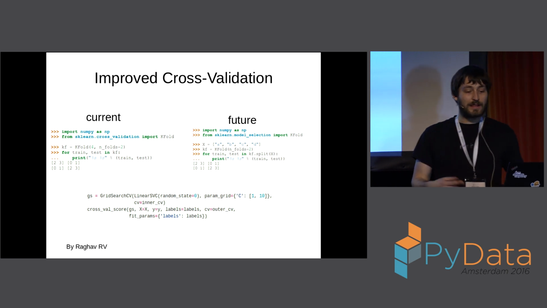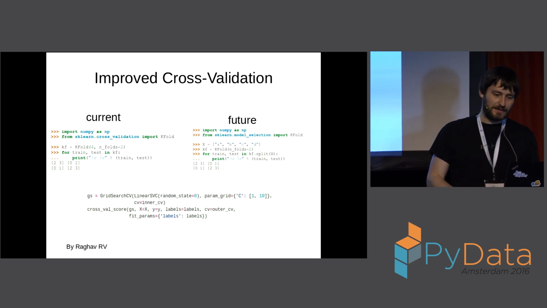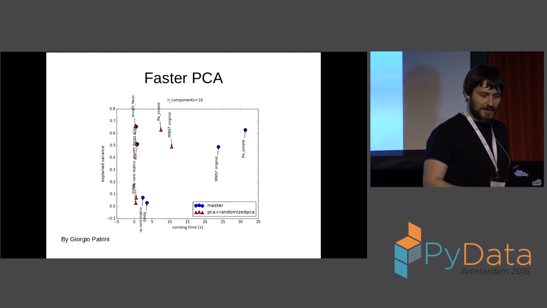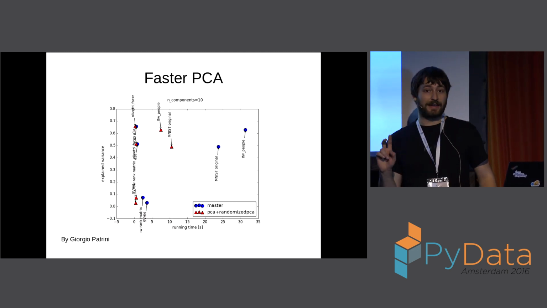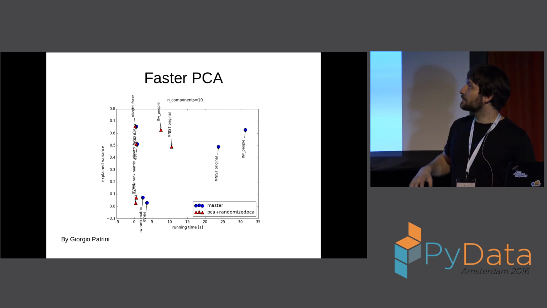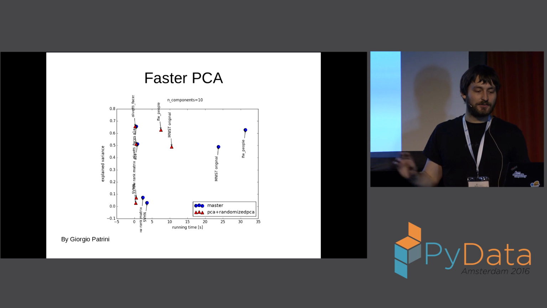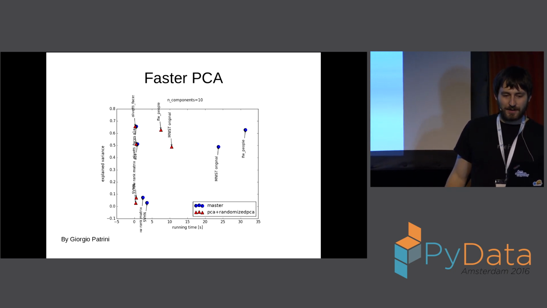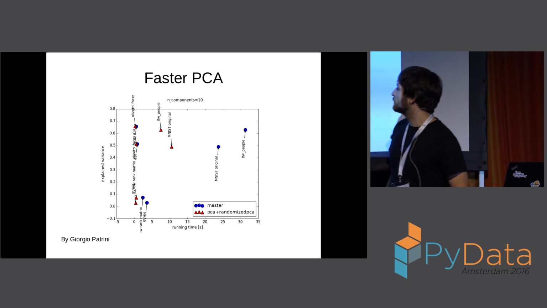We will also have an improved cross-validation interface, but it's actually not that interesting. And we will have a faster PCA. In the future, we will switch automatically between randomized PCA and non-randomized PCA, and it will automatically set sweet parameters for you.